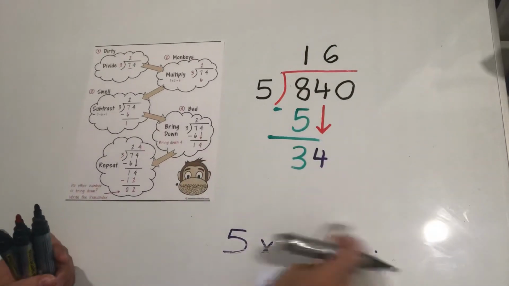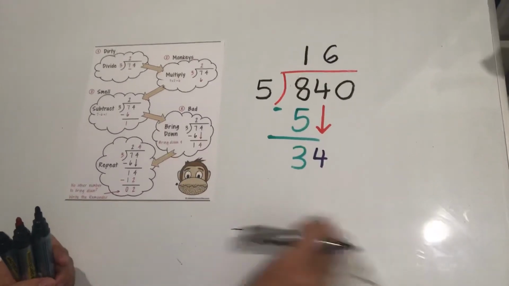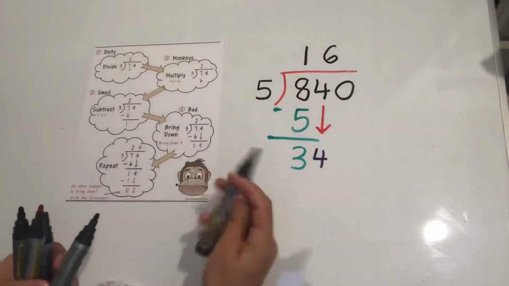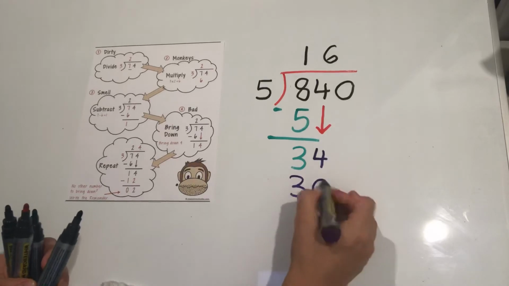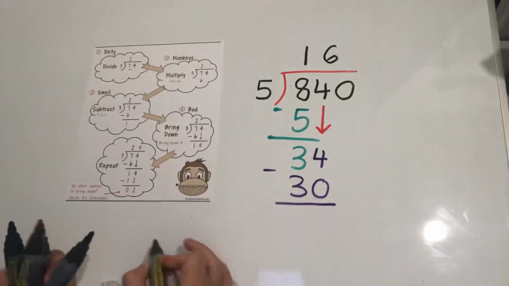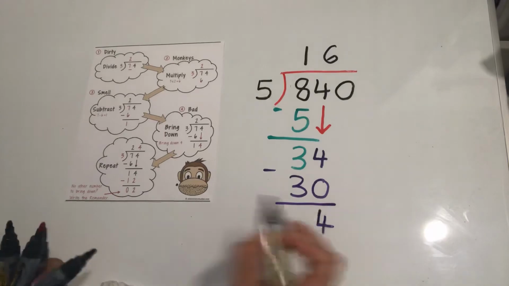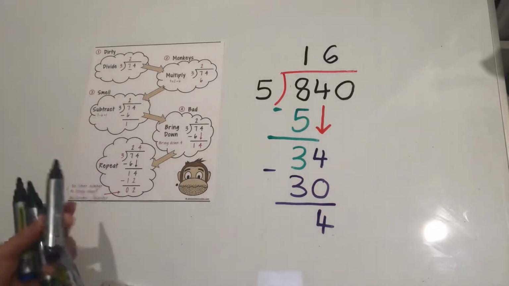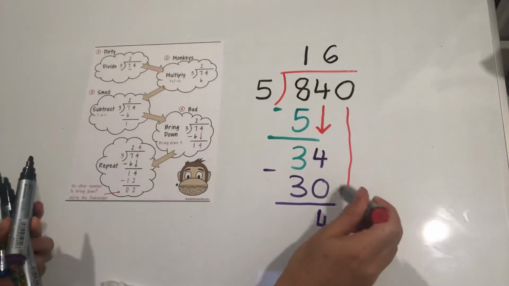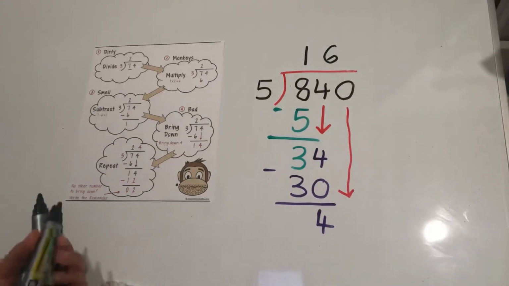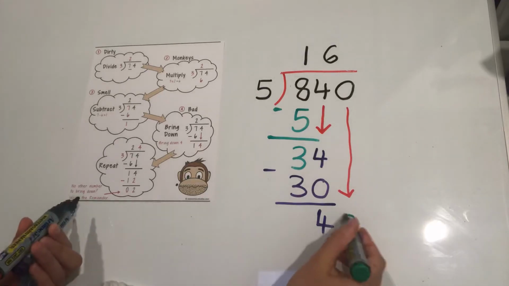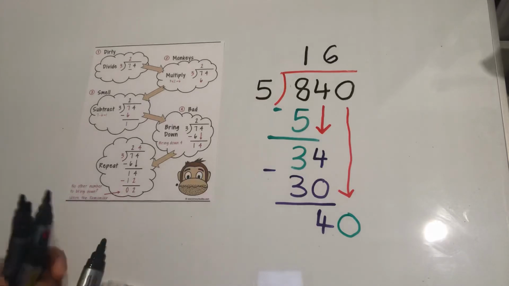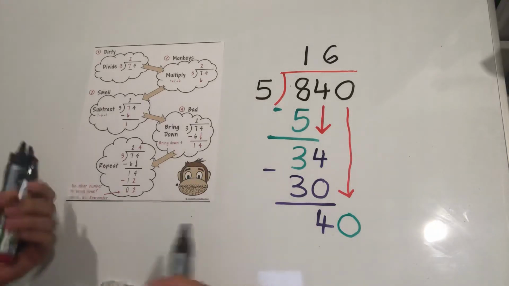Next step is to multiply. So we multiply the divisor by our answer. 5 multiplied by 6 is 30. And we subtract that 30 from the 34. So 34 subtract 30 gives us 4. Now what we do is bring down our last digit. So that's our ones digit. And by bringing down that 0, it now gives us 40 ones that we're working with.